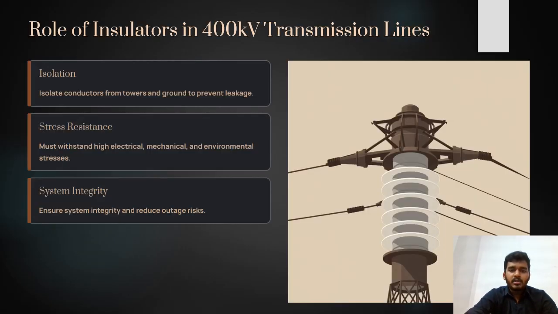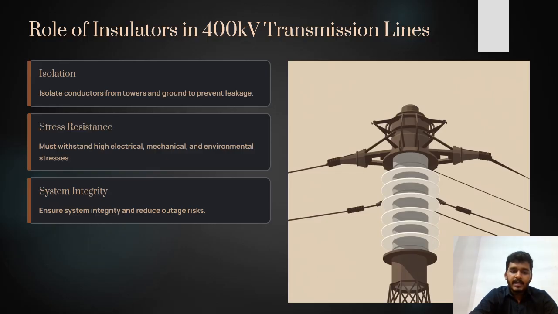So, the role of insulators in 400 kV transmission lines. What is the role of insulators? Generally, in olden days, some years ago, we used a brown coil disc type. Now the brown coil has changed into glossy finish, glass finish insulators. Isolation: they isolate the conductor from towers and ground and prevent leakages. Stress resistance: they must withstand high electric, mechanical, and environmental stress.